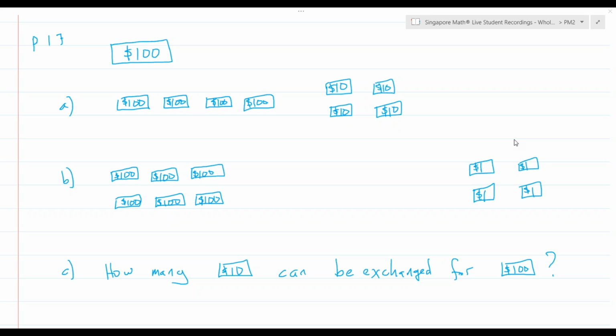Look at the picture on page 17. There are 4 $100 bills and 6 $10 bills, and that money is worth $460. There's a 4 in the hundreds place, a 6 in the tens place, and there are no $1 bills. Look at the next picture. It shows 6 $100 bills. There are no $10 bills, but there are 4 $1 bills. So that number is 604.